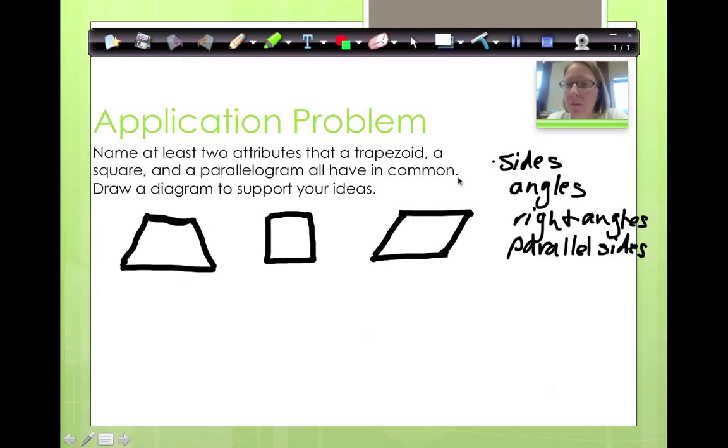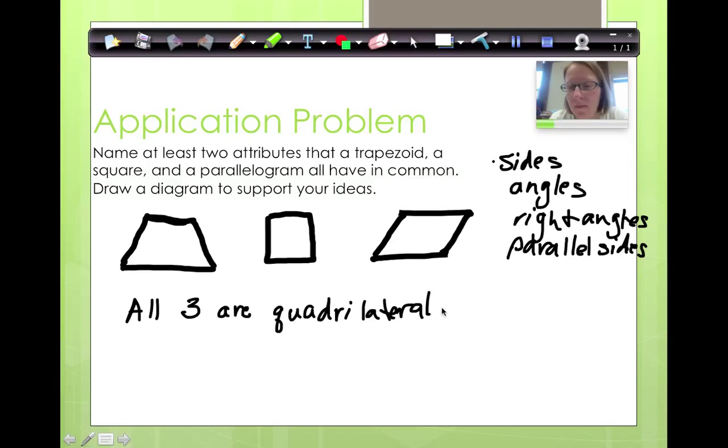So sides, like the number of sides. How many sides does this one have? 1, 2, 3, 4. That one has 4 sides, so it's a quadrilateral. This one has 1, 2, 3, 4. It's got 4 sides, so it's a quadrilateral. That's the same. What about this one? 1, 2, 3, 4. It's a quadrilateral, so all 3 are quadrilateral. So let's write that down. All 3 are quadrilaterals. Okay, we did that. Check.